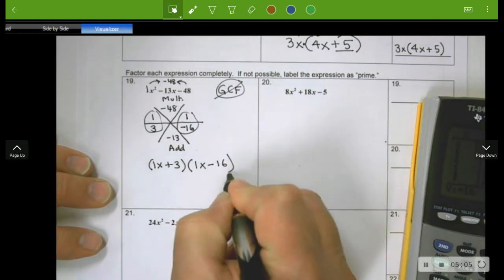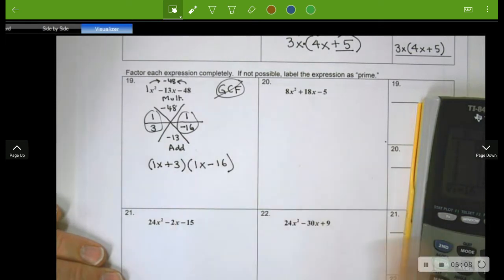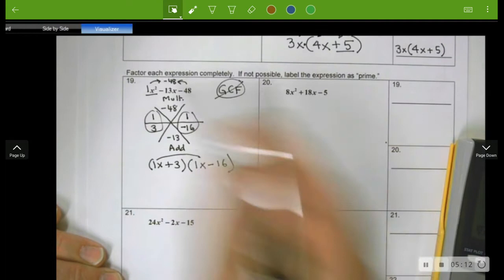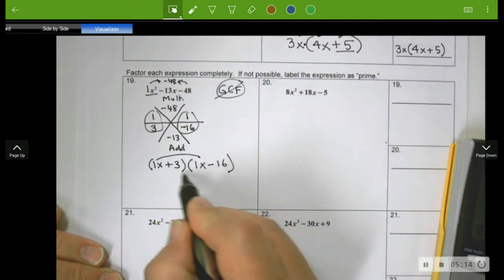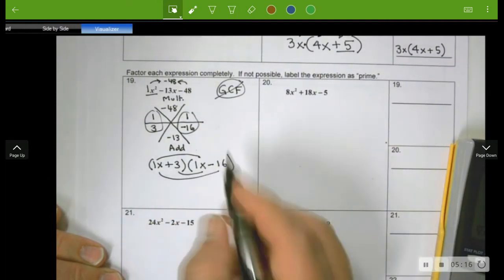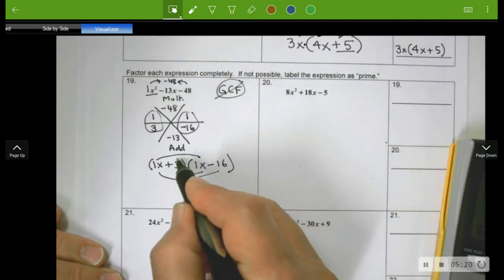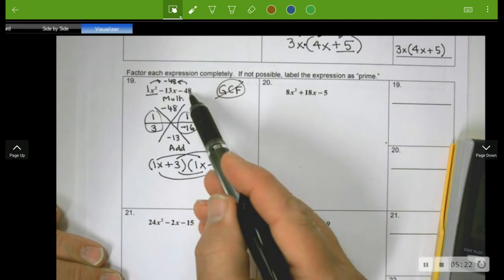Double check your work by foiling it. So first times first is 1x squared. That worked out just fine. We have a 3x in the middle minus a 16x on the outside, and that gives the proper value of negative 13x. And finally, 3 times negative 16 gives negative 48.